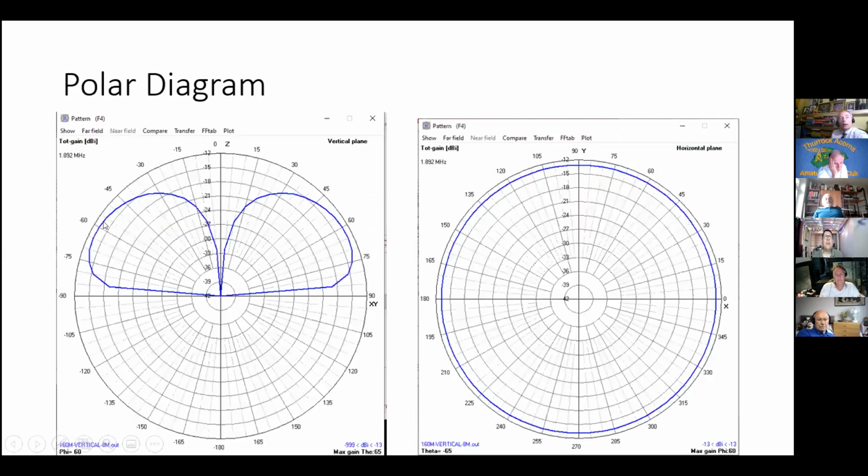I then do the polar diagram, and you'll see again, this is very good at low angles. So it doesn't have good gain overall. It's about minus 16 dB at the best angles of radiation, which are around 15 to 30 degrees, but it does have significant gain down to 5 degrees.